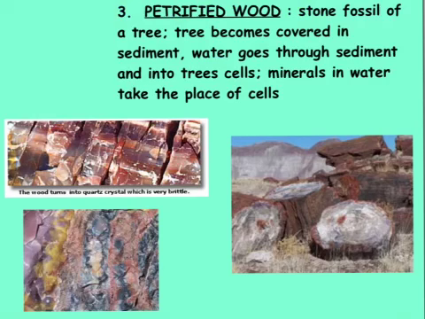Another fossil type is the petrified wood that you see here. It's a stone fossil of a tree. It's when a tree becomes covered in sediment, so it would fall down maybe in a swamp or marsh. It would become covered in water, and then sediment would fall in over top of it, maybe leaves, maybe soils, and the water would then go through the sediment, it would go into the trees, and the minerals in the water would take the place of the cells of the tree. So we wind up with this mineralized stone fossil.